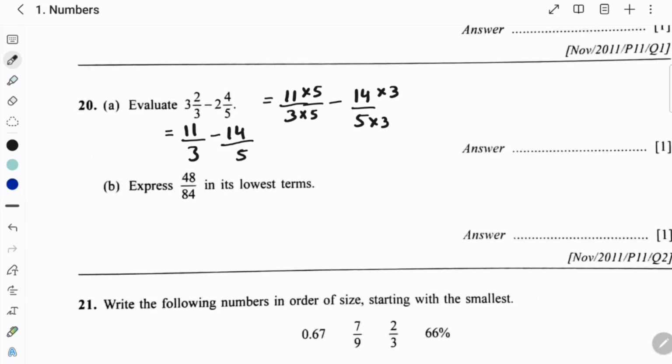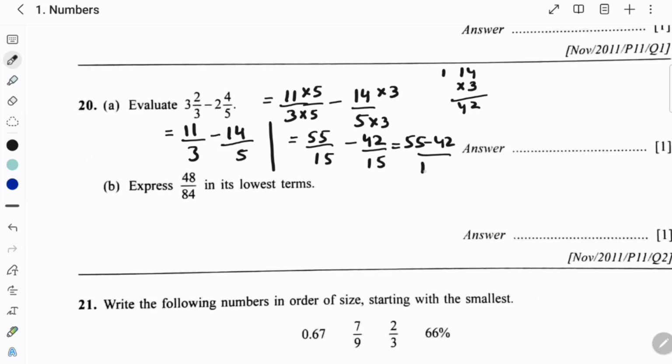Okay, now 11 will multiply with 5 to make it 55 upon 15 minus 14 times 3. 14 times 3 is 42. If you don't remember, then 14 times 3: 3 fours are 12, 3 ones are 3 plus 1 is 4. 42 over 15. Now you'll have to subtract 55 and 42, and then the denominator is 15.